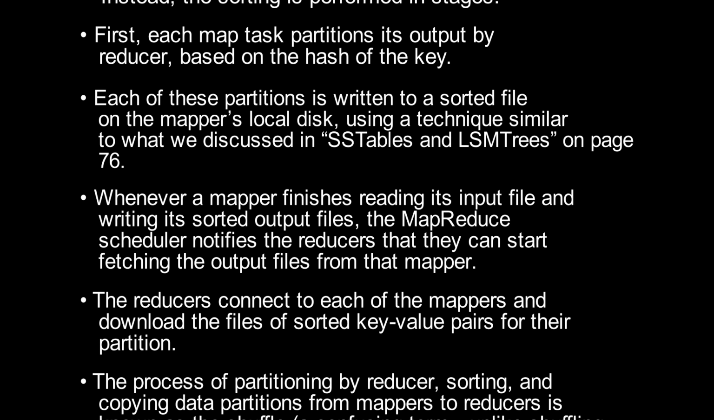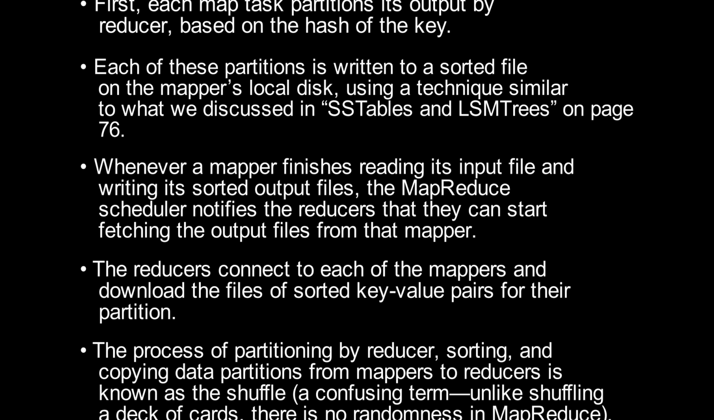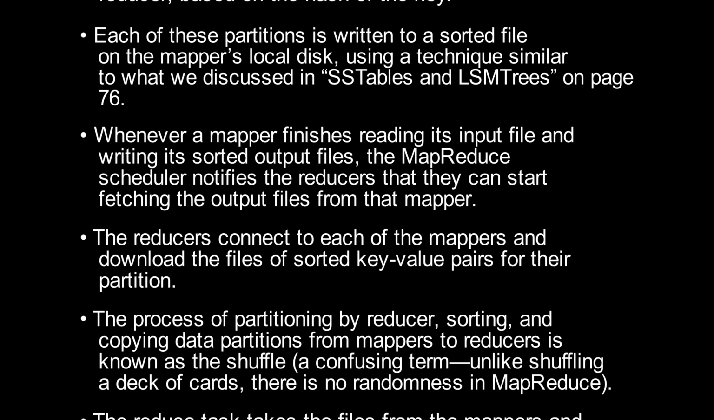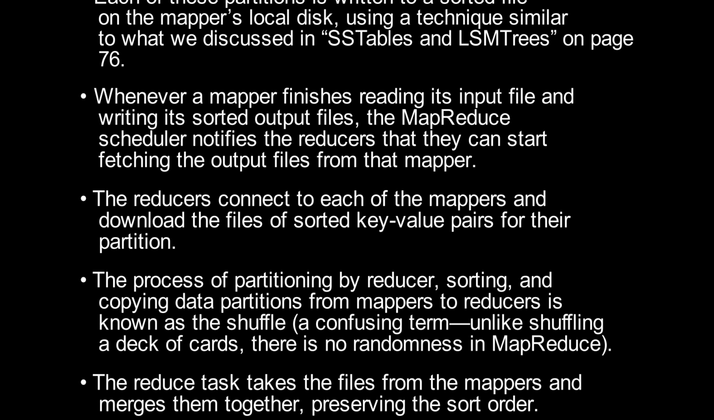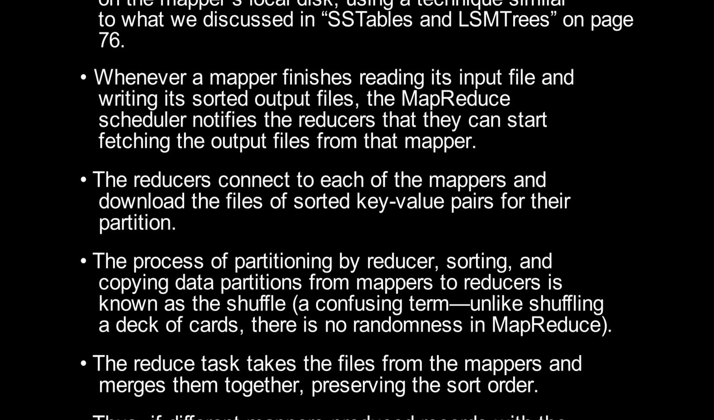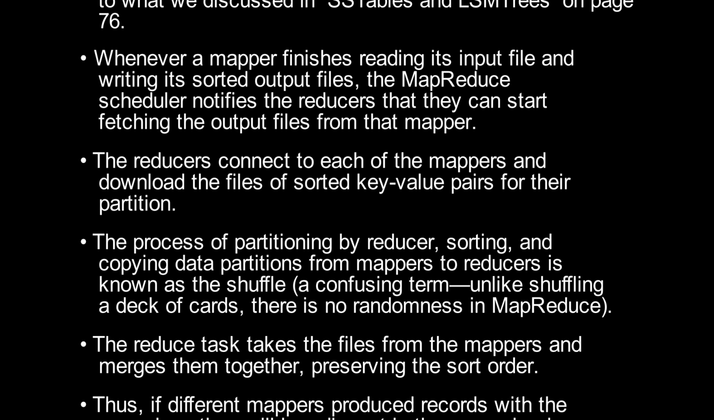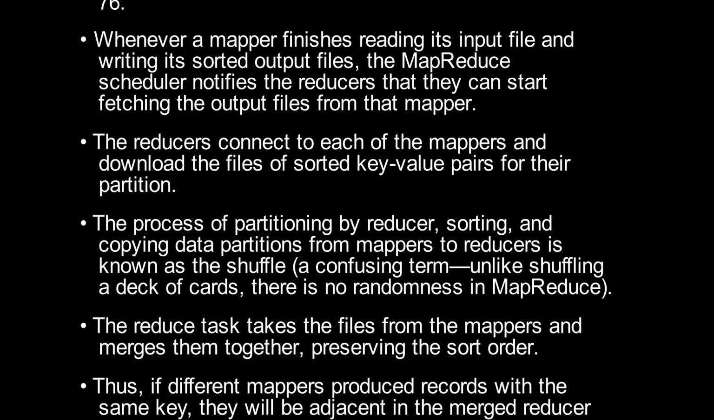The reducers connect to each of the mappers and download the files of sorted key-value pairs for their partition. The process of partitioning by reducer, sorting, and copying data partitions from mappers to reducers is known as the shuffle, a confusing term. Unlike shuffling a deck of cards, there is no randomness in MapReduce.